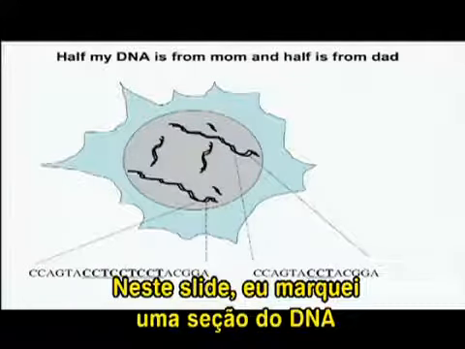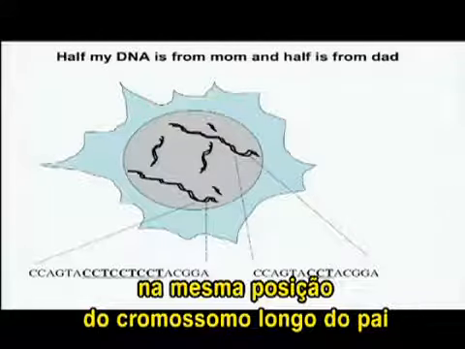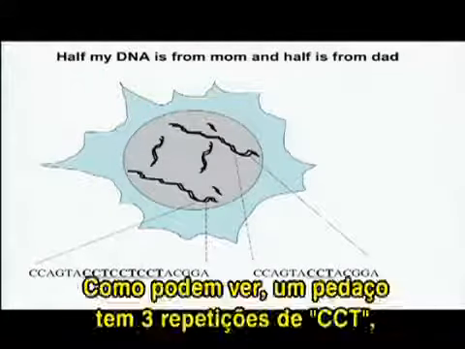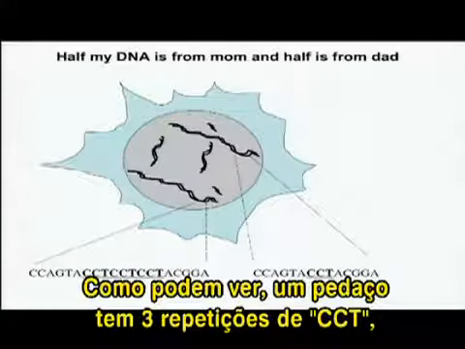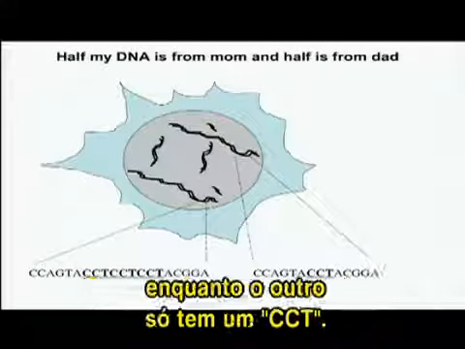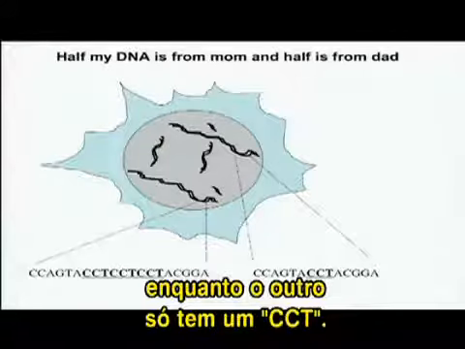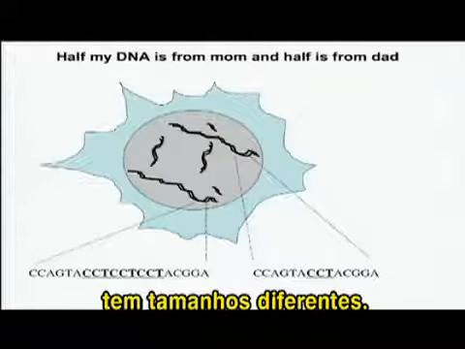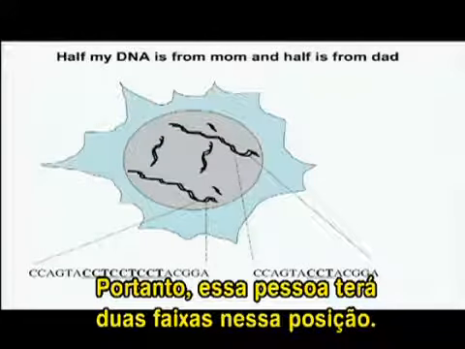So here on this slide, I've labeled a section of DNA in the same position of the long chromosome from the father and the long chromosome from a mother. And as you can see, one section has 3 repeats of CCT, while the other section only has 1 region of CCT. Thus, this region from the 2 parents of this person is different sizes, so this person would show 2 bands at this position.